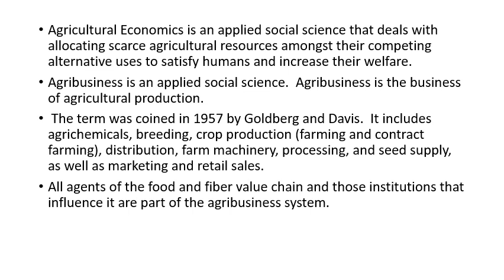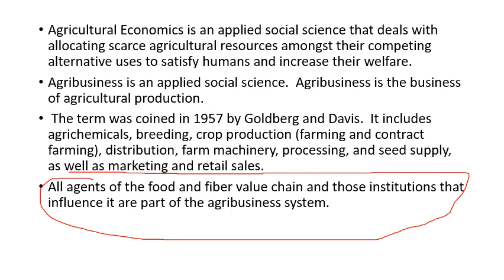So all agents of the food and fiber value chain and those institutions that influence it are part of agribusiness. Everything that deals with agriculture is considered agribusiness. As long as you aim at producing something, and when you sell it you want to make money, you have to organize your business or activity, and you need to assume risk, which means accept risk, knowing that probably you can make money and probably you can lose money.